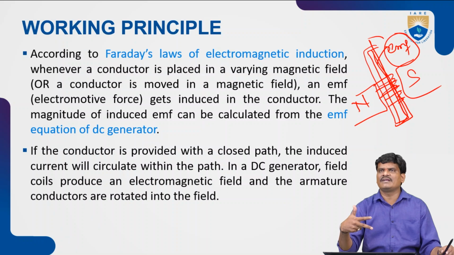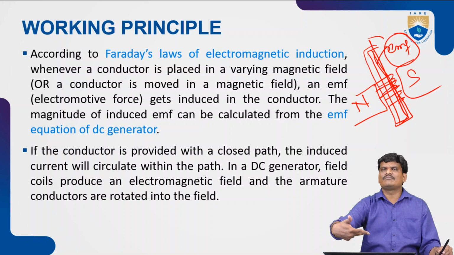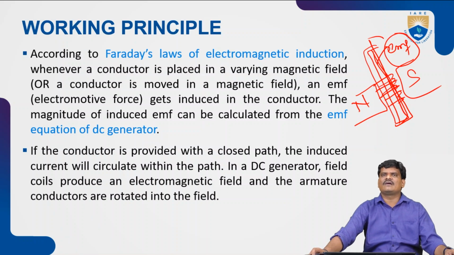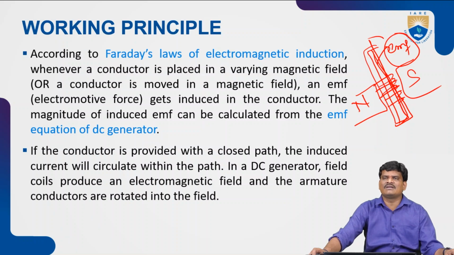In Fleming's right hand rule, the thumb indicates the motion of a conductor, the index finger indicates the direction of a magnetic field, and the middle finger indicates the direction of induced EMF. That is, I need to place the fingers in such a way that the thumb indicates the motion of a conductor, the middle finger indicates the direction of induced EMF, and the index finger indicates the direction of a magnetic field. By using Fleming's right hand rule, we will know the direction of induced EMF, and then we can collect the induced EMF.